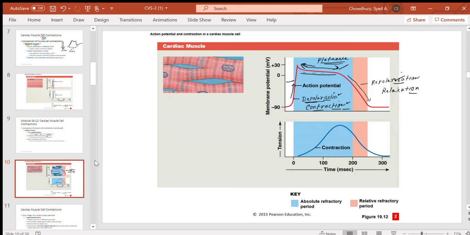Makes sense, right? So you see depolarization, and this one is showing the contraction, then delay, then relaxation. Okay, so depolarization causes contraction, repolarization causes relaxation. Okay, and the total time is about, here you see, 250 milliseconds.